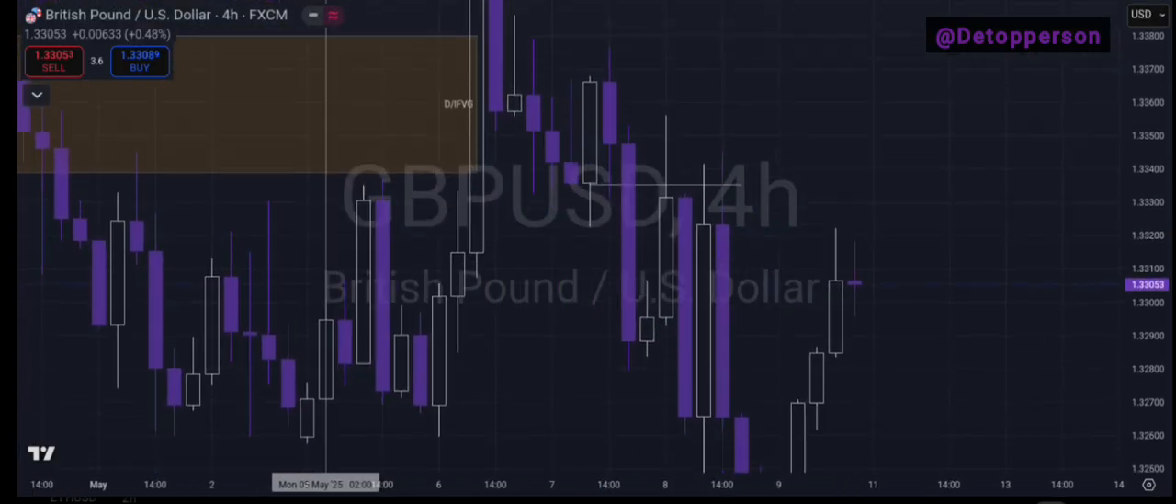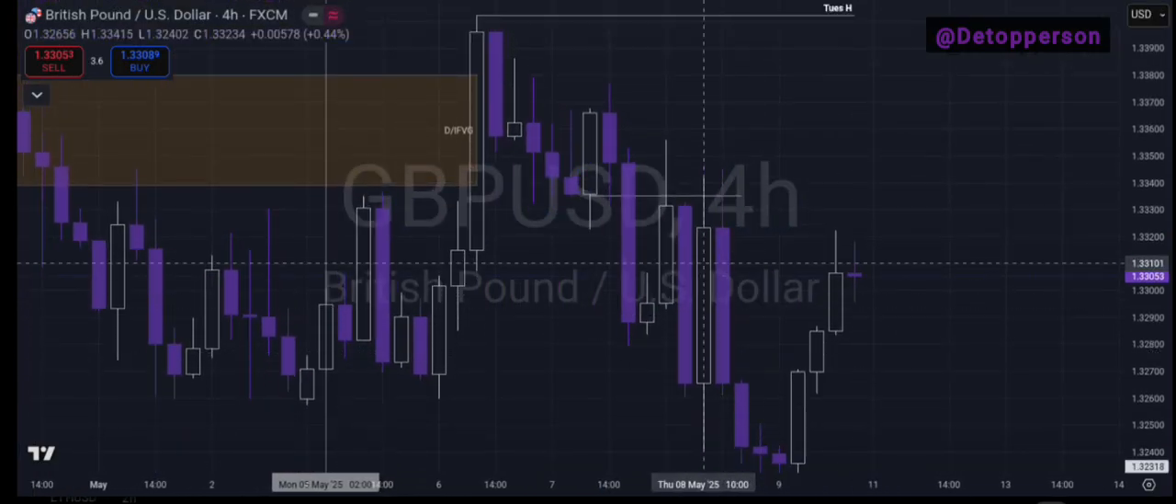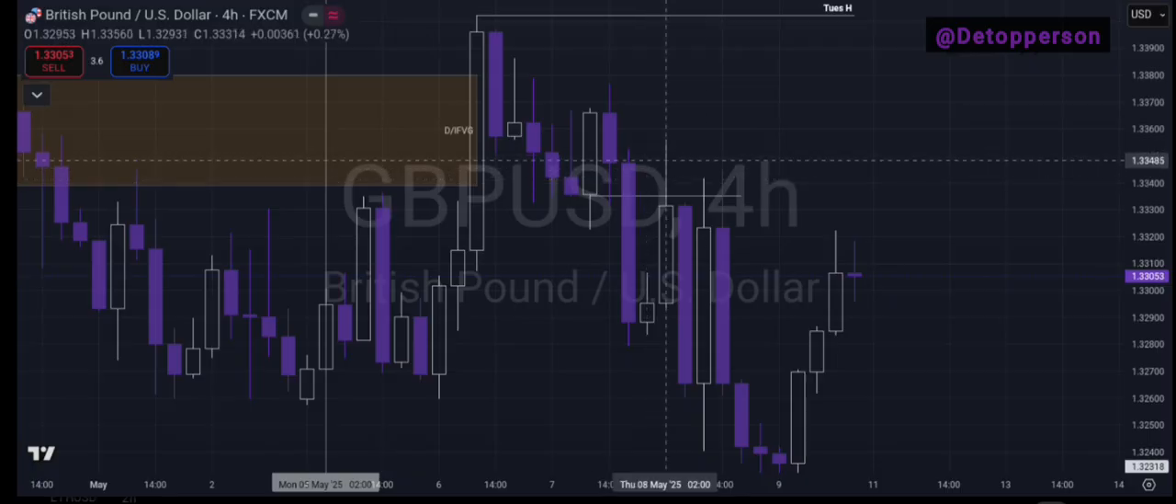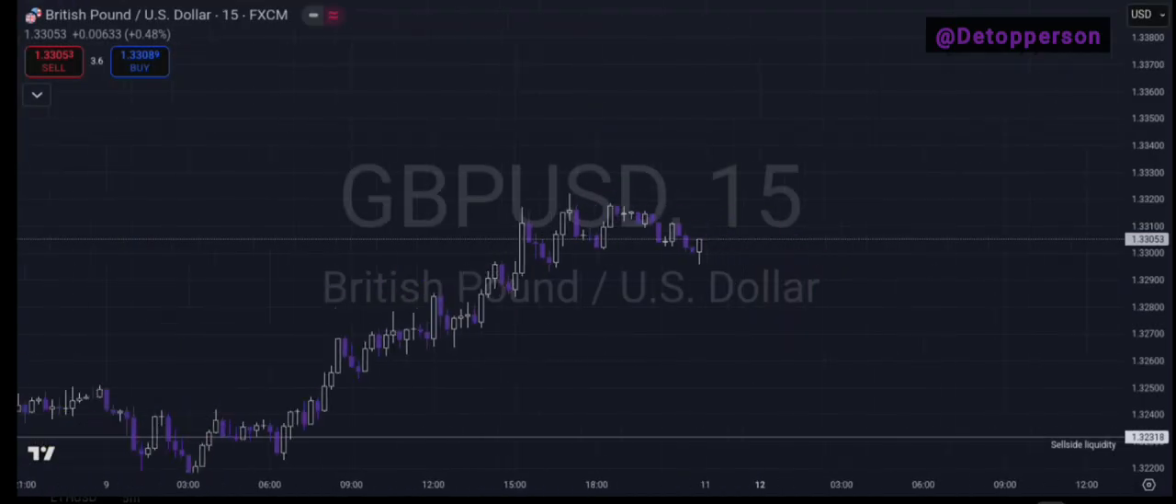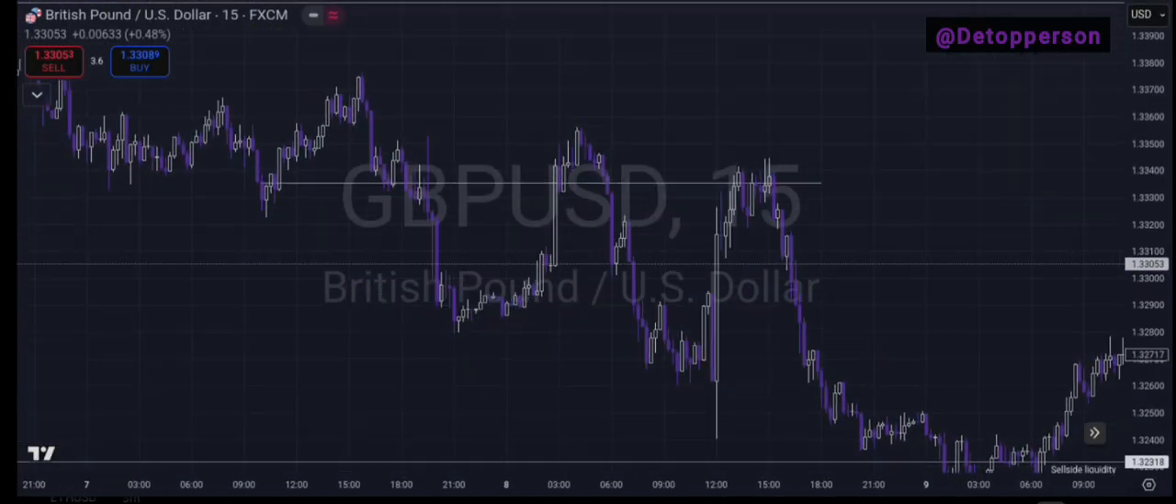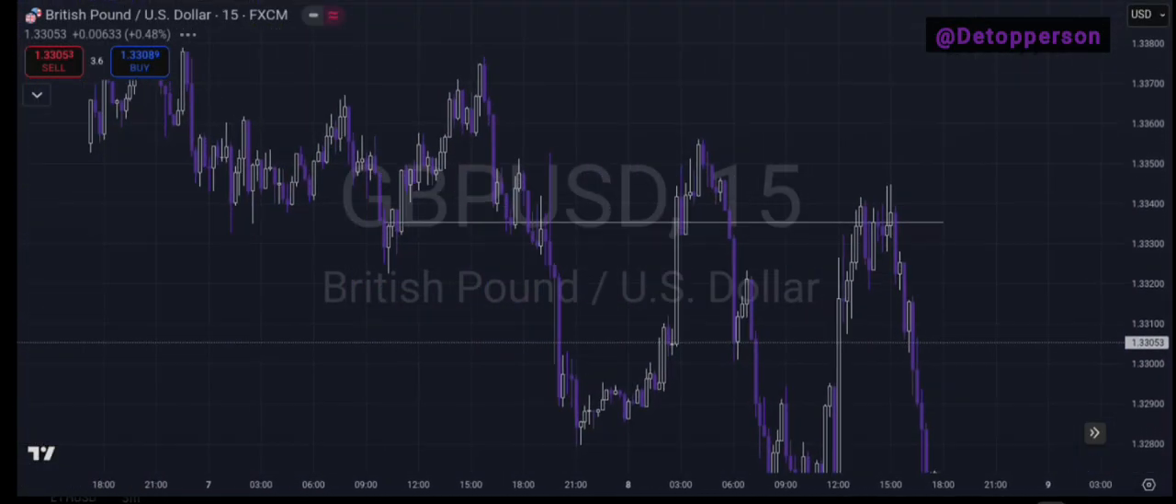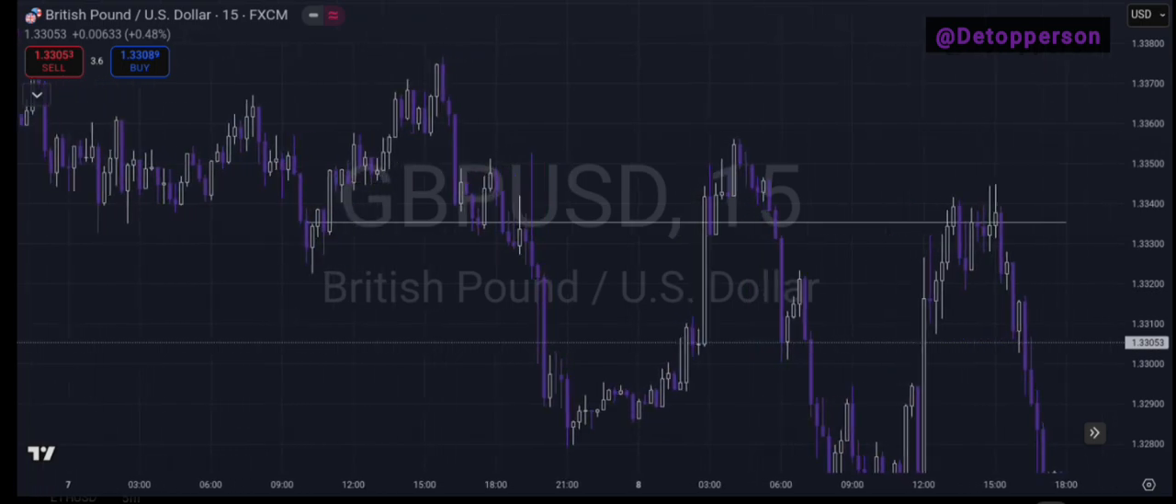Okay, and I'm actually reacting, waiting for price to do what? To come all the way up here, then find my entry. Okay, so now let's head down to the 15 minutes time frame, and see how we can actually capitalize on this particular move.